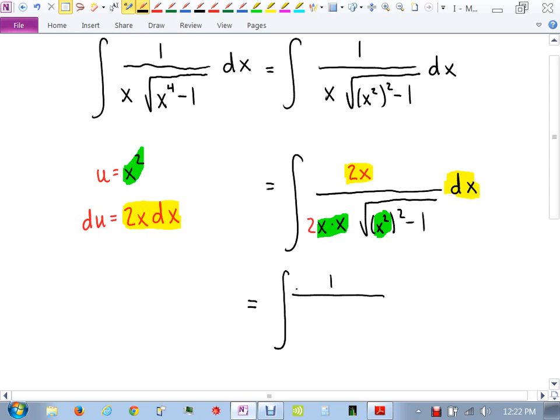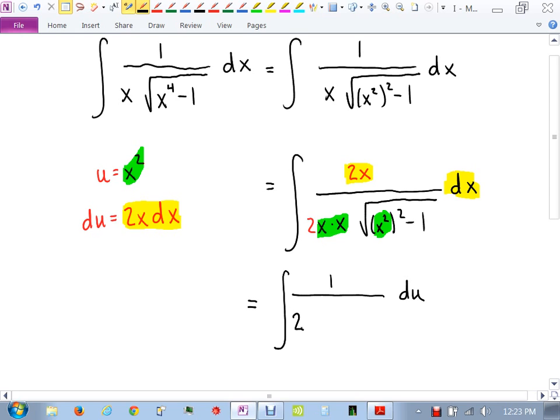No, hold on, we need to deal with this. We're replacing exactly the yellow, 2x dx, with what? du. So that 2 on the bottom is still there, okay? It's not going anywhere. If we're going to take the whole 2x dx as du, we're going to have 1 over, here's my du. That replaces the yellow. Now on the bottom, I still have 2.